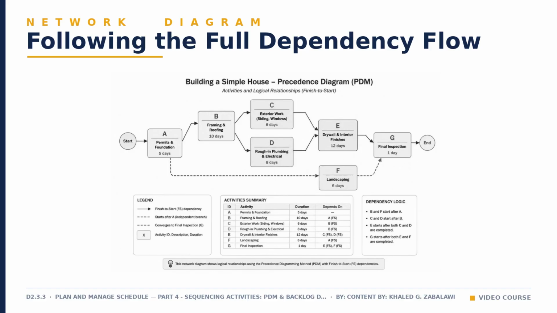Those two branches converge into drywall and interior finishes, E, which needs both C and D finished before it can begin. Finally, everything converges once more at G, final inspection, which cannot start until both E and F are complete. This split-then-merge pattern is exactly what a network diagram is built to show clearly.